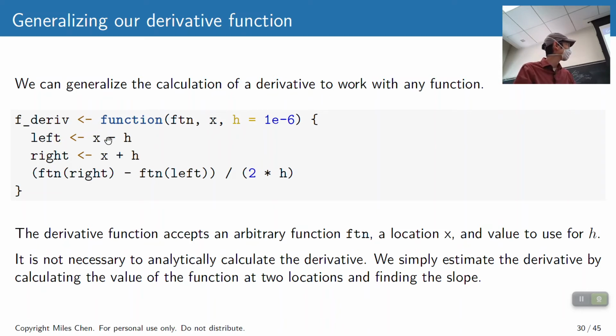On the left-hand side, we're going to find the value of x minus h. The right-hand side will be x plus h. We're going to evaluate the function on the right minus the value of the function on the left and divide that by 2h. And this will give me an approximation of the derivative of the function here.